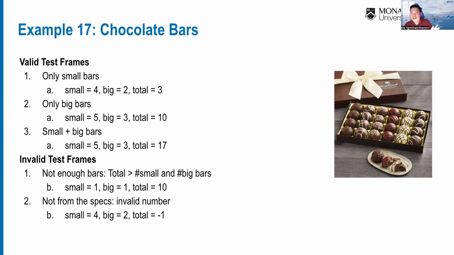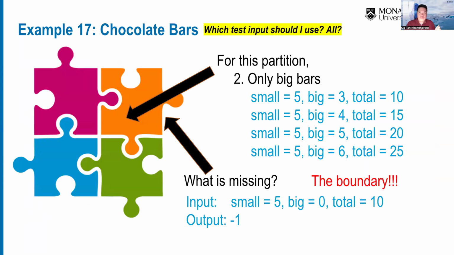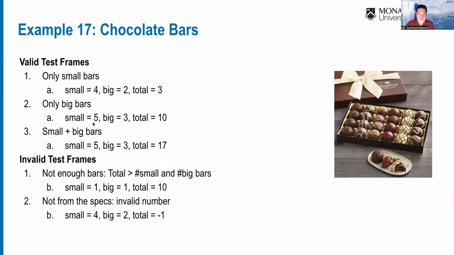But we haven't applied the boundary value analysis here, right? We haven't tested the values. Okay, I'm going too far. Let's go back a little bit. For this partition, we want to test the big bar only. We have 5 small, 3 big, and we want to make 10. We use 2 big bars, we don't need to use small, so it should return 0.